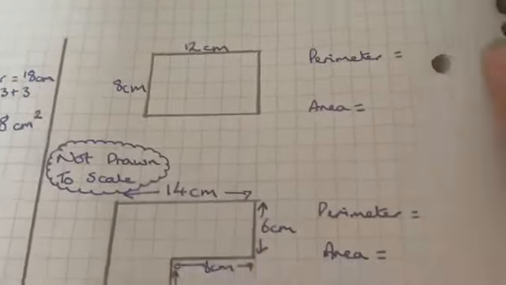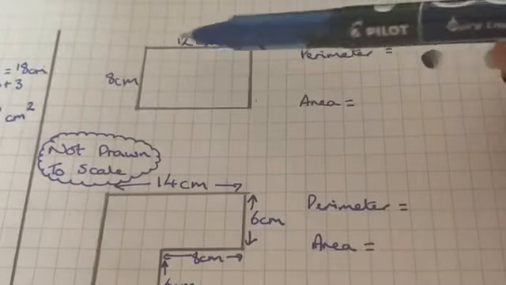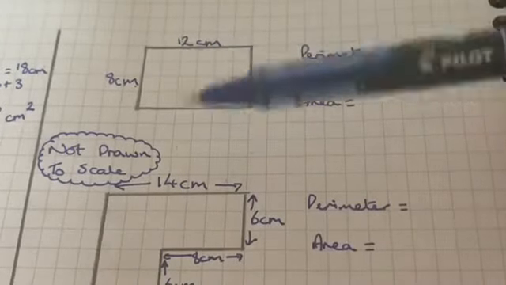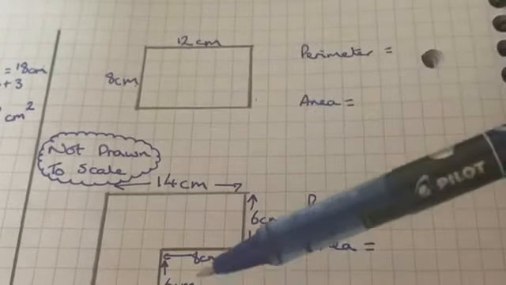I'm going to find the perimeter first, so we know that that would be 12 and 12, 8 and 8. Now, knowing my number bonds to 20, I know that 12 plus 8 makes 20. And then I've got another side over here to add together. So 20 times 2 is 40. So my perimeter is 40 centimetres.